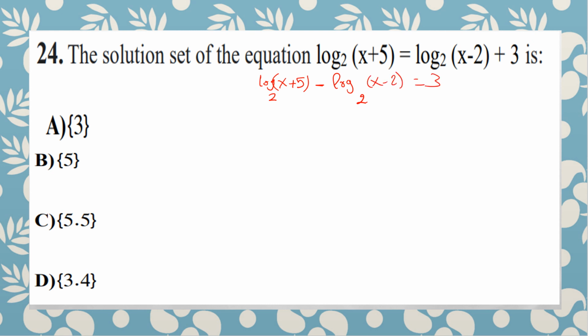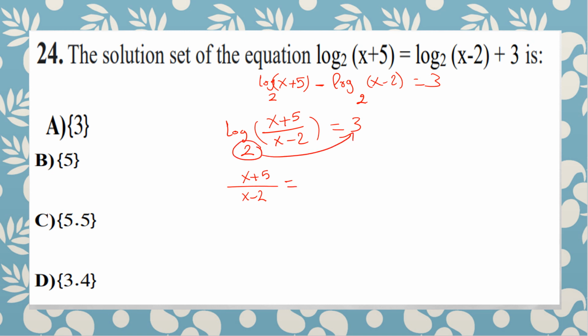And if we have two logarithms with the same base subtracted from each other, this means log with the same base, which is 2, of (x plus 5) over (x minus 2) equals 3. And by using the power property, this equals (x plus 5) over (x minus 2) equals 2 to the power 3, which equals 8. So (x plus 5) over (x minus 2) equals 8.